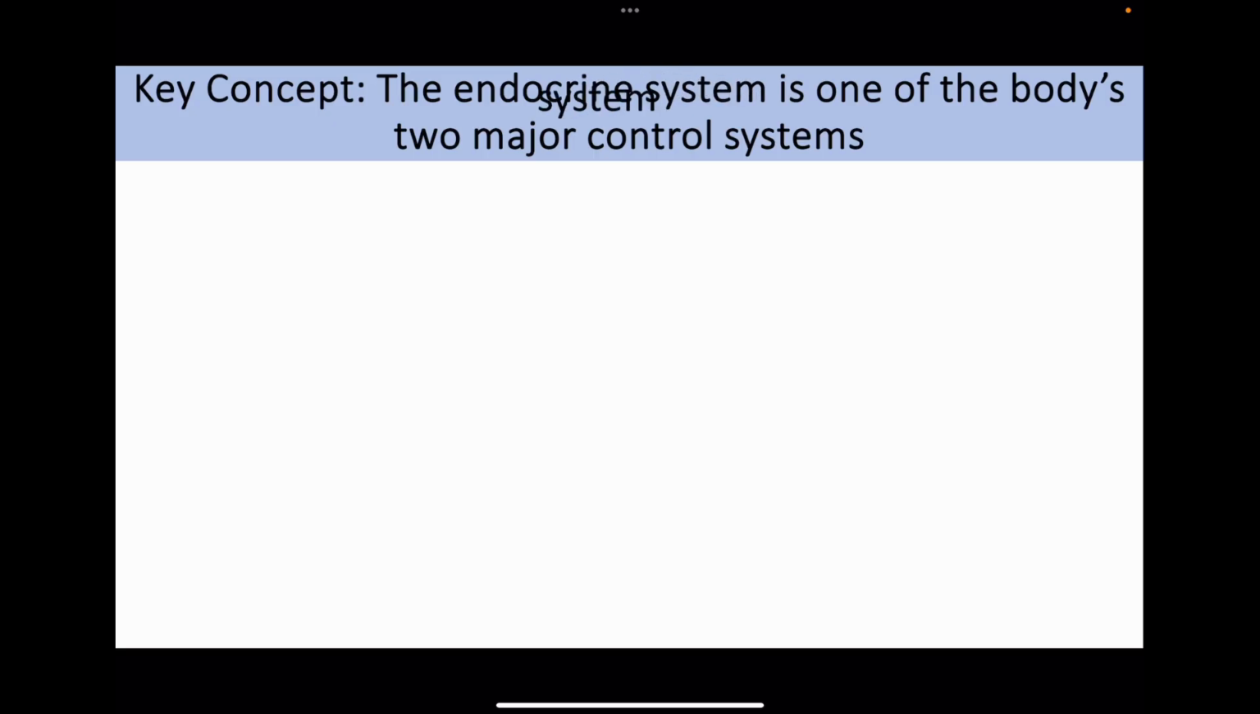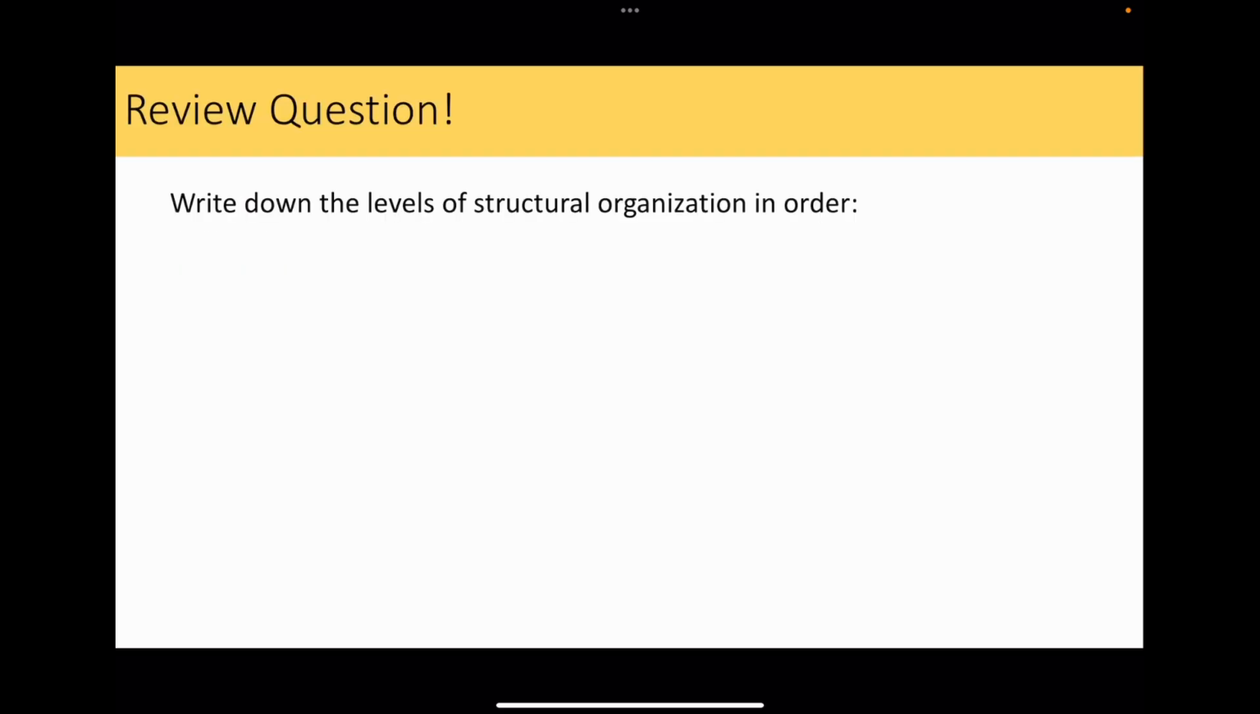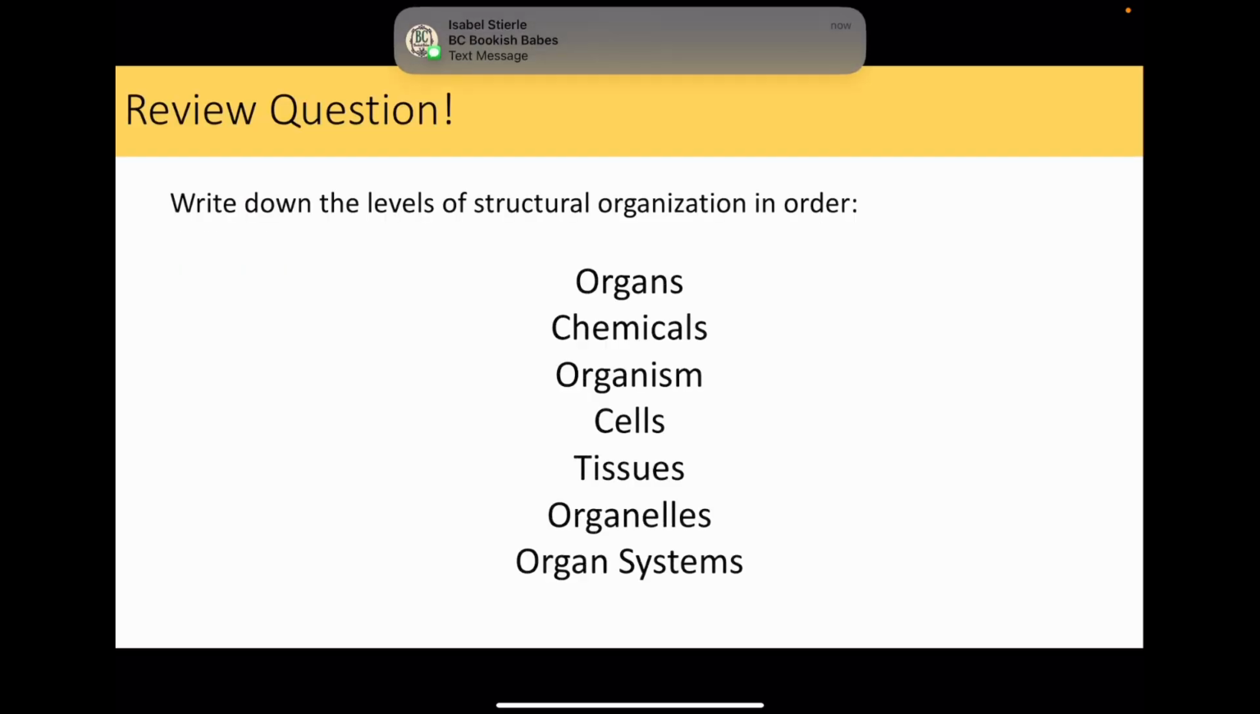So the endocrine system, emphasis on system, is one of the body's 2 major control systems. So everybody remember from B32, your very first lecture, I think it was your first lecture, maybe your second, the levels of structural organization. Everyone remember that, right? Take a second for me and write down the levels of structural organization in order as you remember them.